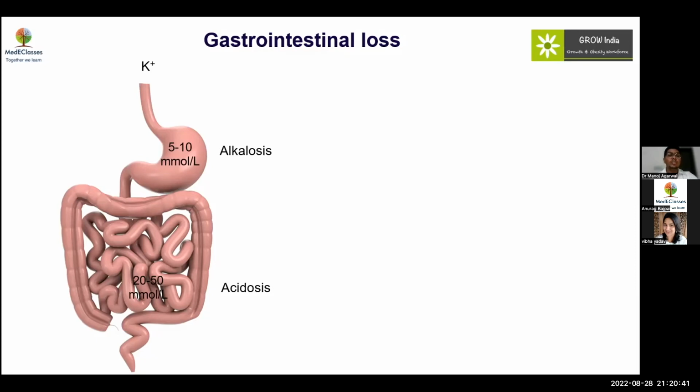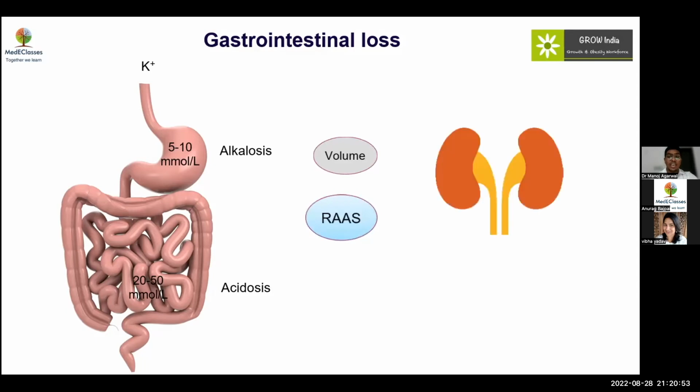So it can't directly cause hypokalemia, but due to the excessive acid loss there will be alkalosis, and due to the volume contraction there will be RAS activation, and this RAS activation causes potassium loss from the body. But in this particular condition, urinary chloride and potassium will be less than 20 millimole per liter. So in the general pediatric OPD, these are the main causes of hypokalemia, mainly diarrhea, and vomiting causing hypokalemia due to the alkalosis and the volume loss.